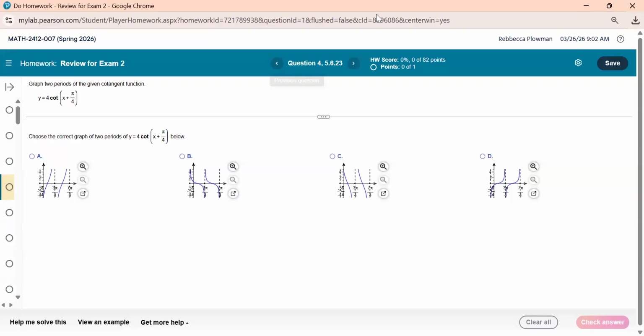So here we got a cotangent. So just our basic cotangent one more time. So if we're actually looking at one period of cotangent, I just need to move a little bit of space here. Oh, we're on this side.